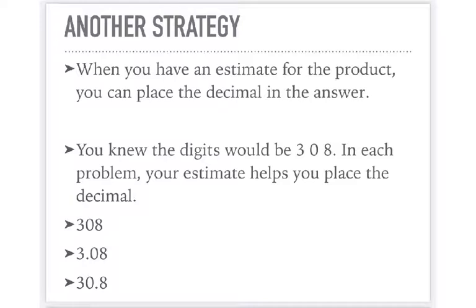So the first one, our estimate was 300, so 308 would be where the decimal would go at the end, where you don't have to write it. For the second one, 3 and 8 hundredths, because we knew it had to be less than 11. And for the last one, 30 and 8 tenths. And we knew each of those just based on our estimates. That's pretty handy, right?